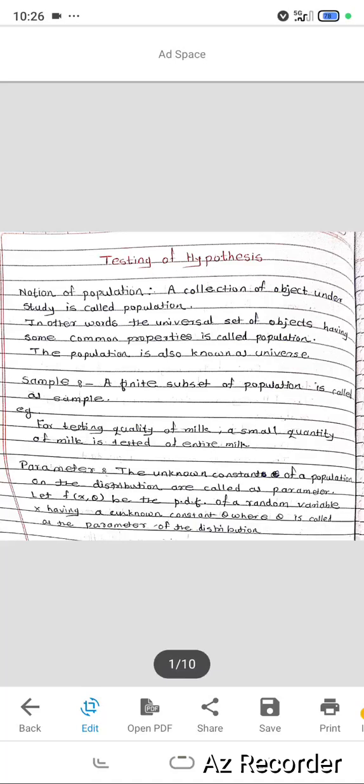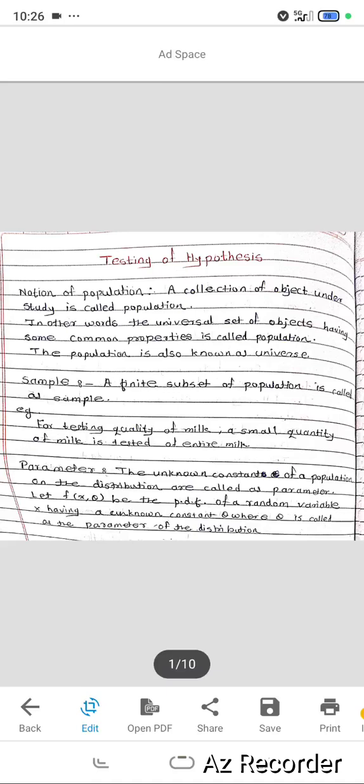Hypothesis. Today we are going to learn about testing of hypothesis. First we have to know the term population. A collection of objects under study is called population. Means the observations which are under study, that whole observation is called population. In other words, the universal set of objects having some common properties is called population.